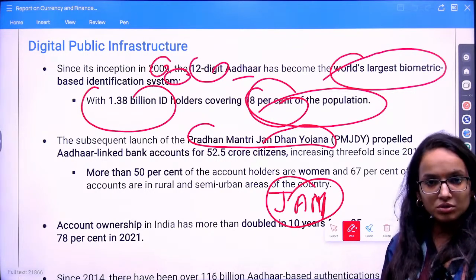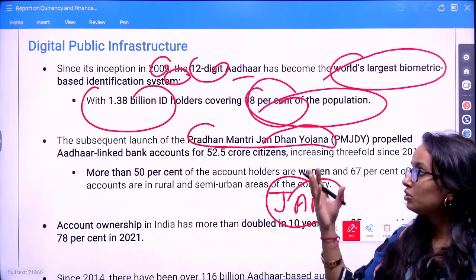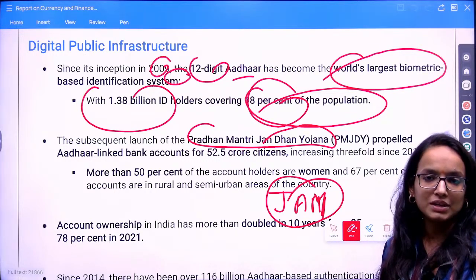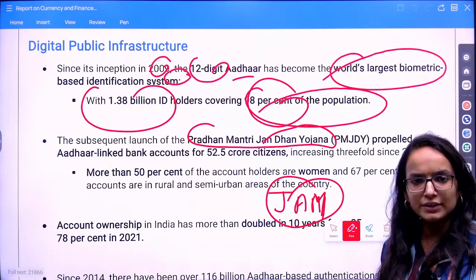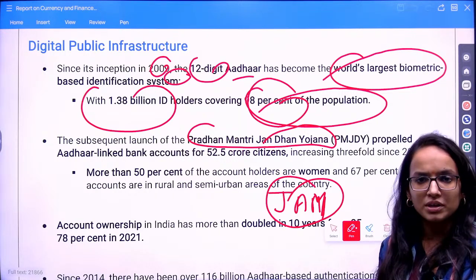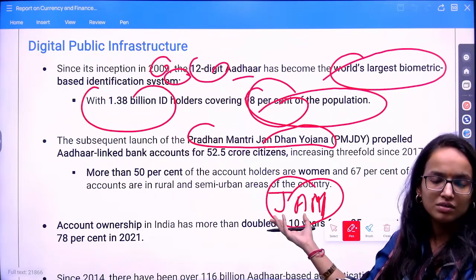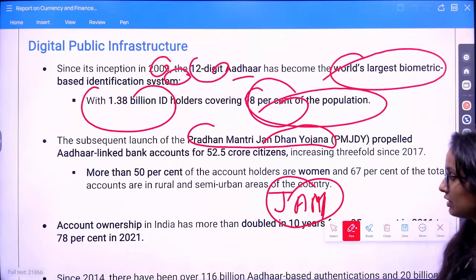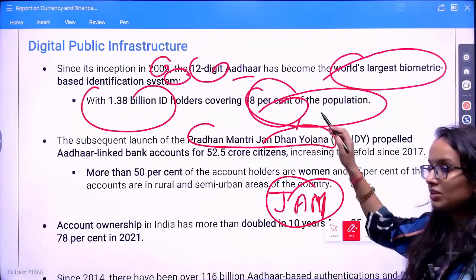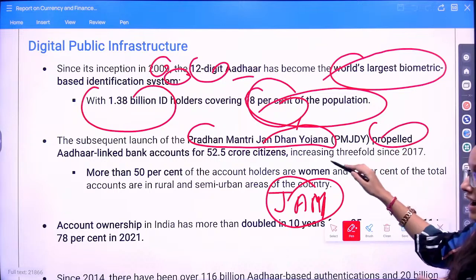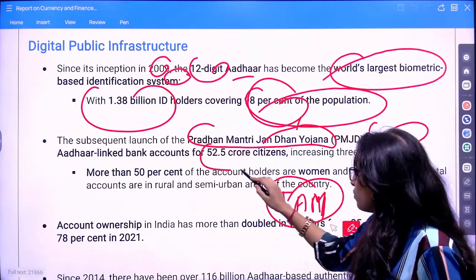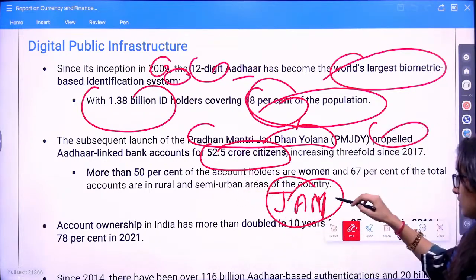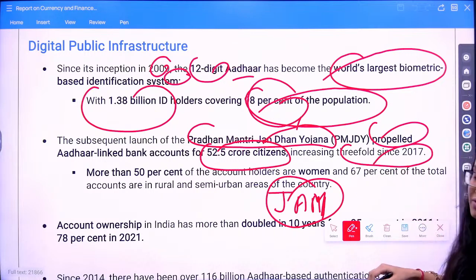This contributed to this trinity and then contributed to the expansion of digital public infrastructure. Now, any benefit needs to be transferred to any targeted population. You have the mechanism for that, right? Direct benefit transfer, as we call it. Subsequent launch of Pradhan Mantri Jan Dhan Yojana propelled Aadhaar linked bank accounts for 52.5 crore citizens, increasing threefold since 2017. Remember this figure as well.